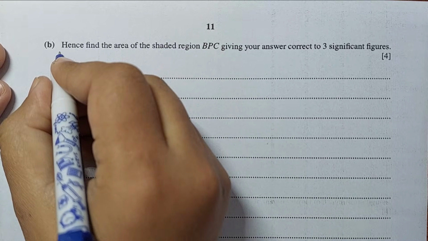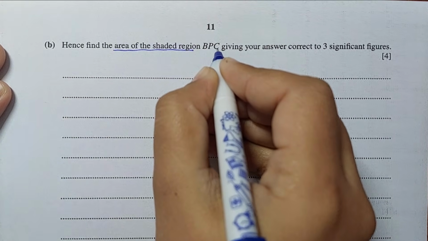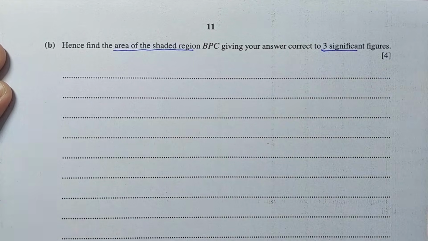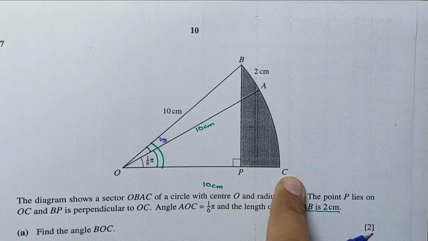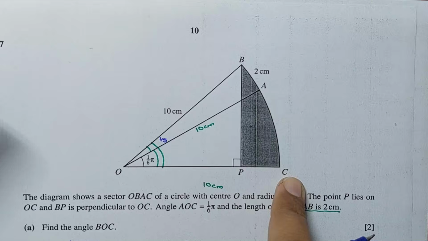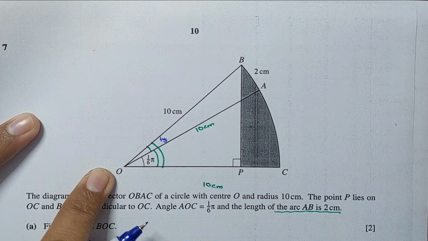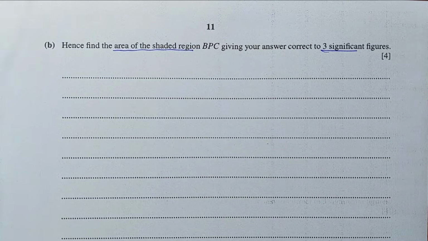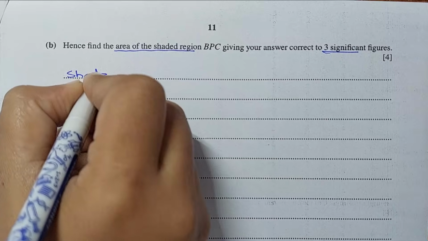Now for part B, hence find the area of the shaded region BPC, giving your answer correct to 3 significant figures. BPC, this is the shaded region. So the area of this shaded region is basically figure out the area of this sector and subtract the area of this triangle. You will get the shaded area, right?